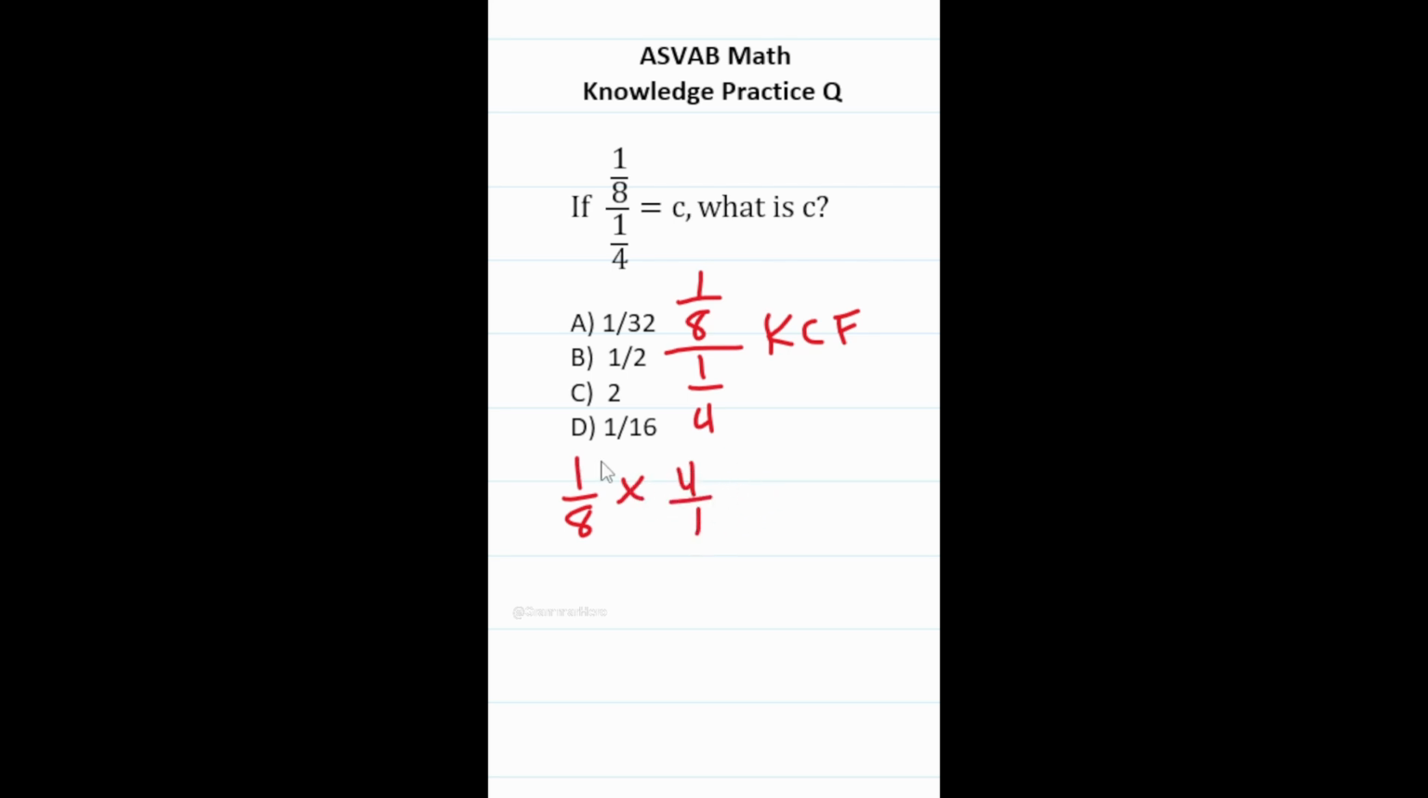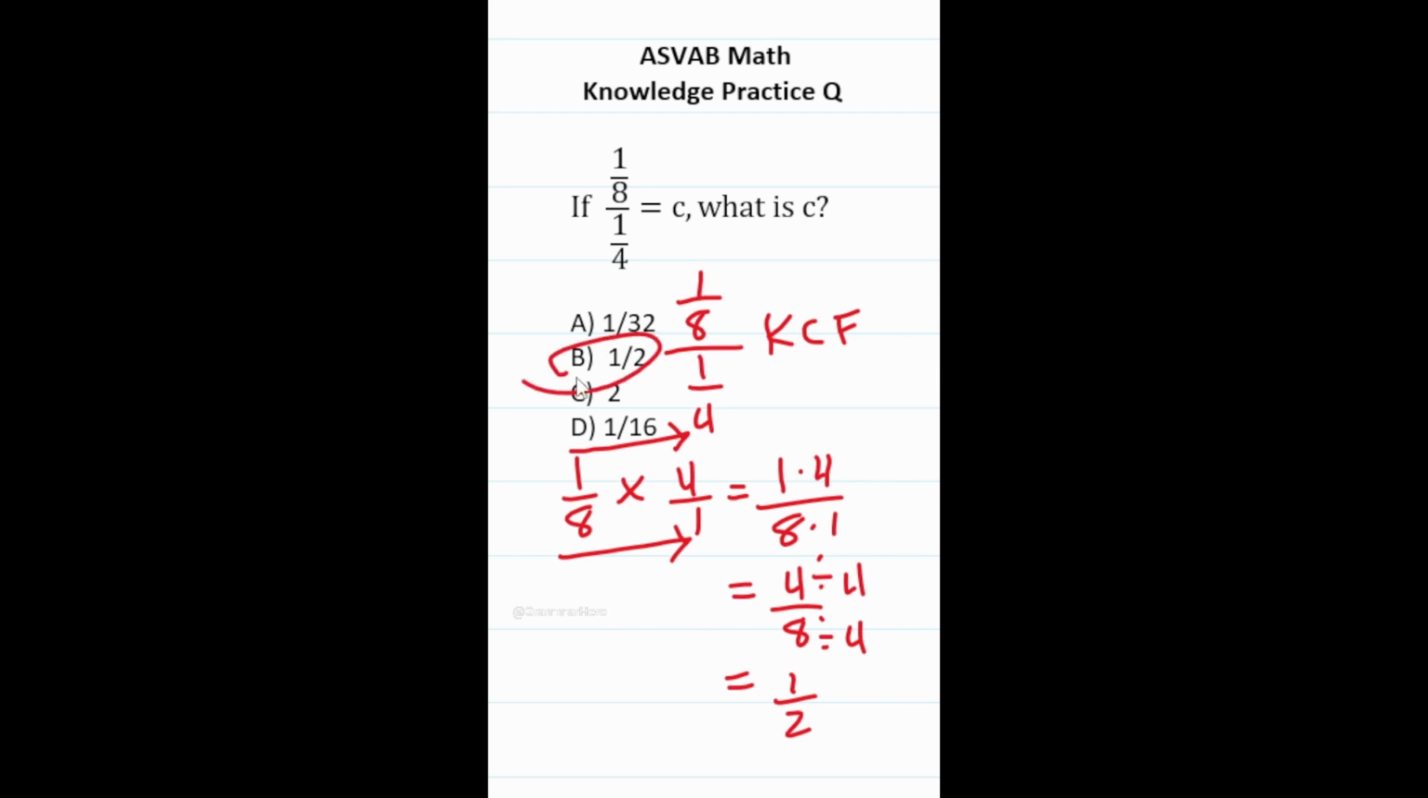Now that we've done that, we're just multiplying two fractions together, which means we're going to multiply straight across. Notably, this is going to become 1 times 4 over 8 times 1. 1 times 4 is 4. 8 times 1 is 8. You can reduce this by dividing out a common factor of 4. 4 divided by 4 is 1. 8 divided by 4 is 2. So the answer to this one is clearly B, 1/2.